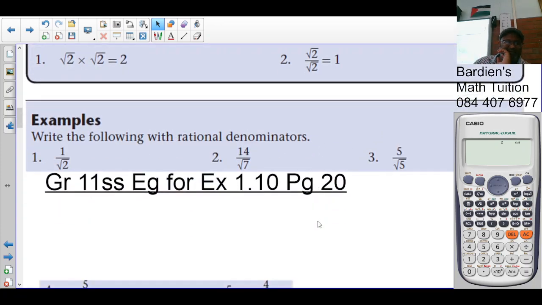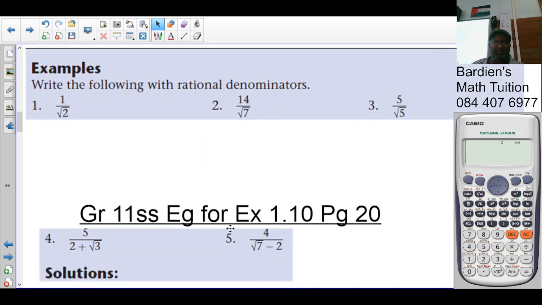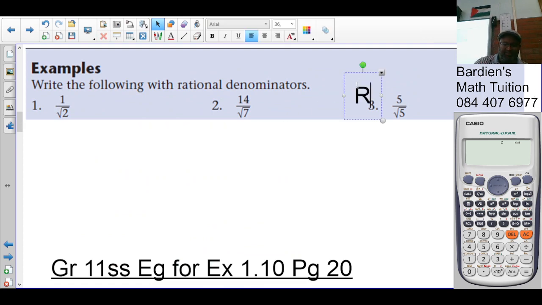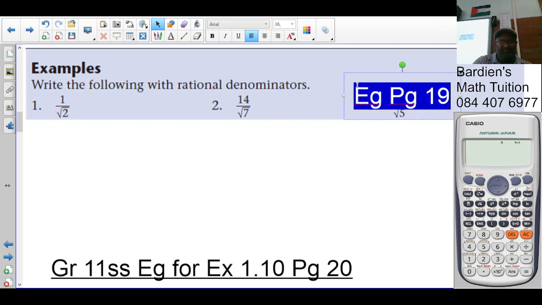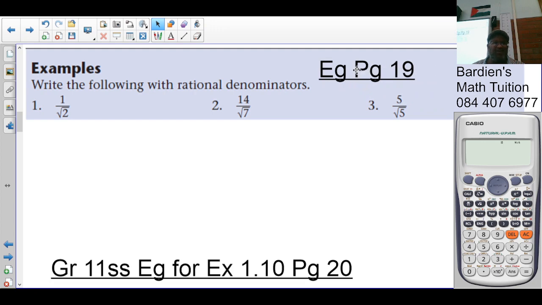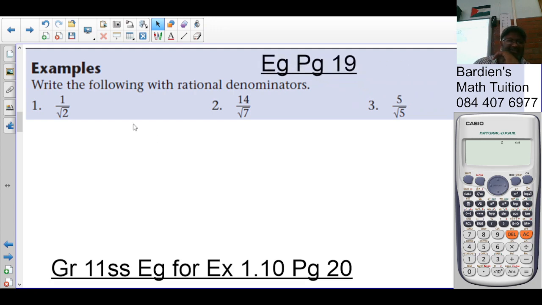Okay. So we're looking at the examples. The example is on page 19. This is the example, page 19. Okay, so the question says, write the following with rational denominators. What do you notice here? We notice that the denominator is surds, yes, square root of, which is rational or irrational? Irrational. So currently the denominator is irrational. We want to rationalize the denominator.